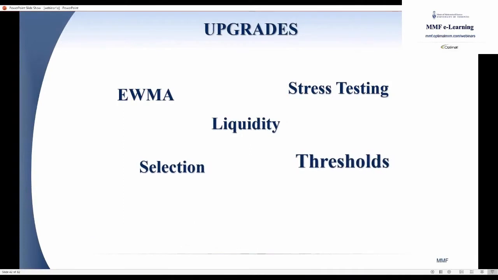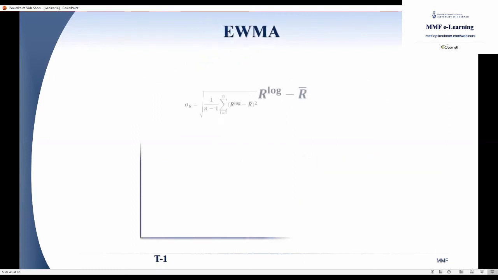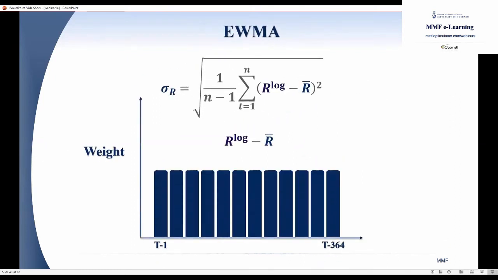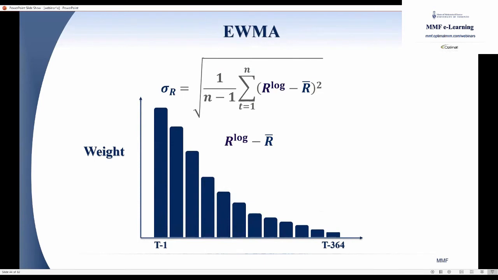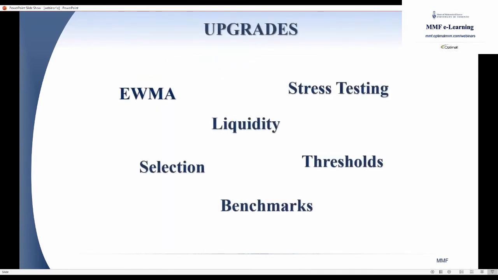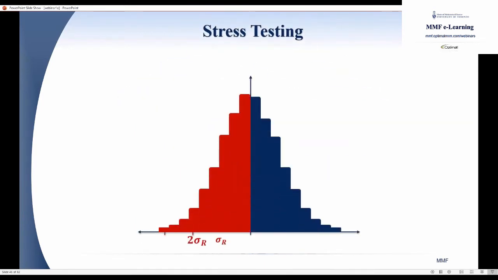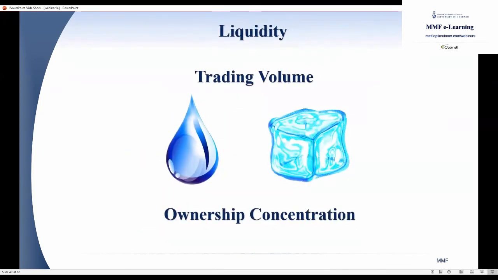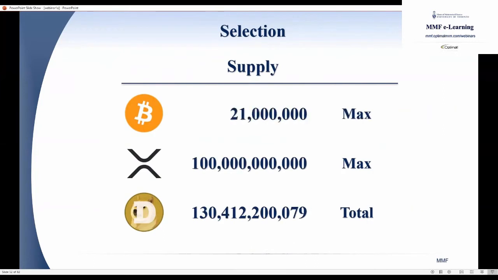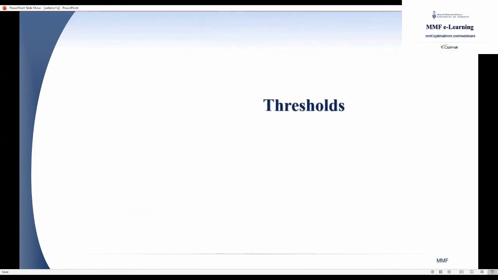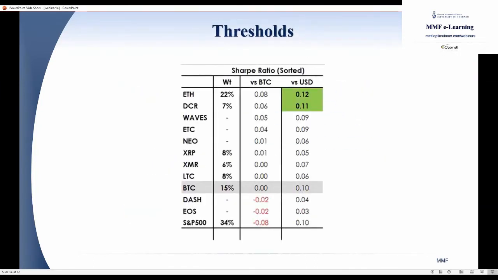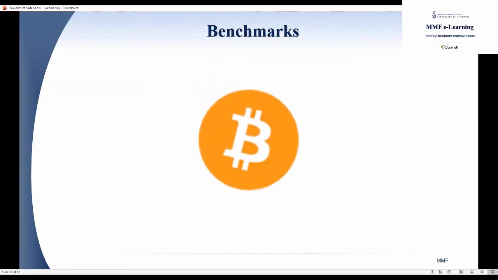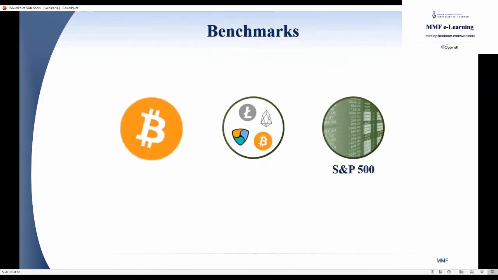Future webinars will present upgrades to the base model. These upgrades include EWMA, or exponentially weighted moving average, to measure returns and volatility. Stress testing, when 99% value at risk is not enough. Liquidity of cryptocurrencies and selection criteria. Sharpe ratio thresholds for rebalancing the portfolio. And benchmarking performance.